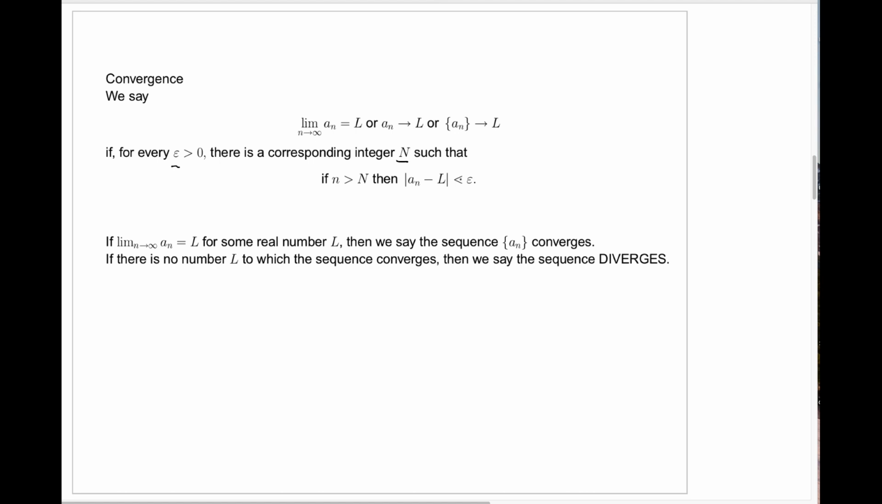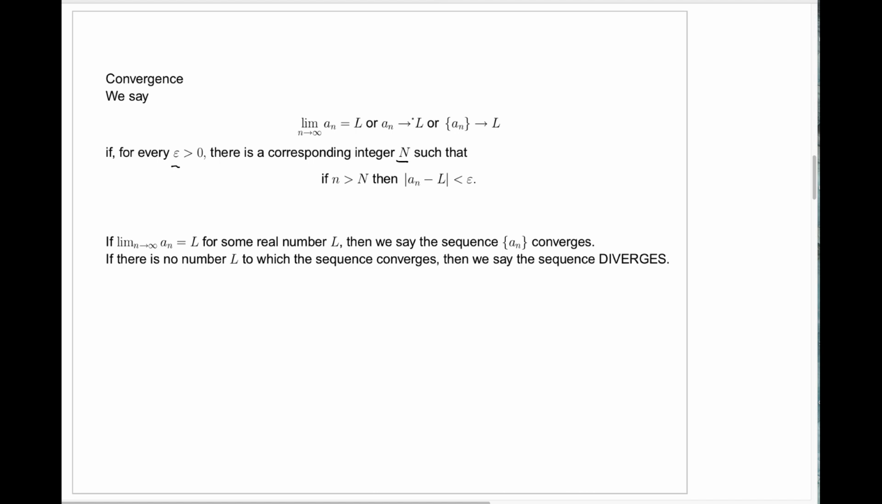The absolute value of a sub n minus L less than epsilon means the distance between the number a sub n and L is less than epsilon. I say the distance because a sub n could be bigger than L or smaller than L, but if the absolute value of the difference is less than epsilon, we say the distance between those two numbers is less than epsilon. So no matter how close you demand the terms get to the limit L, eventually there's some number capital N such that after that point, for an index little n bigger than that capital N, eventually beyond that critical point, all the terms are close enough.